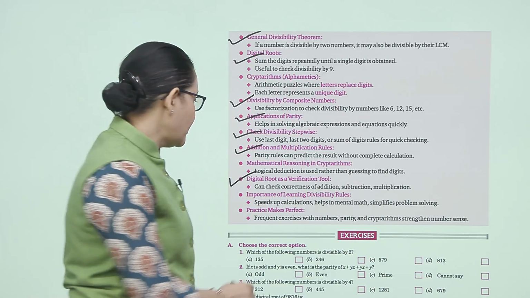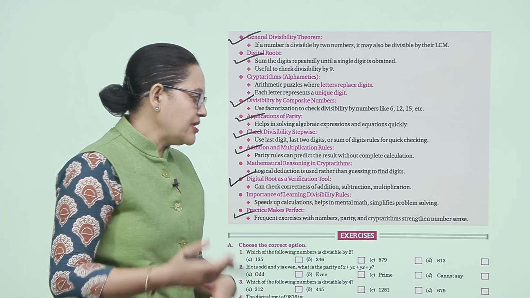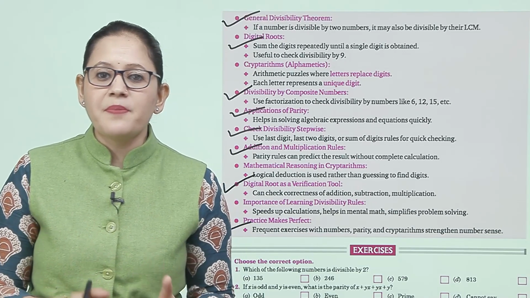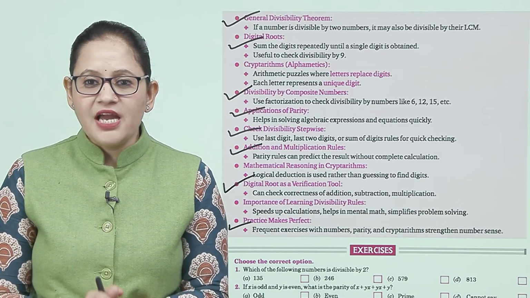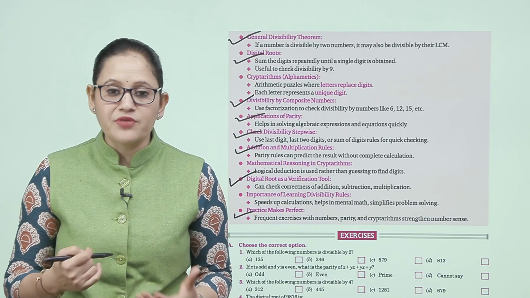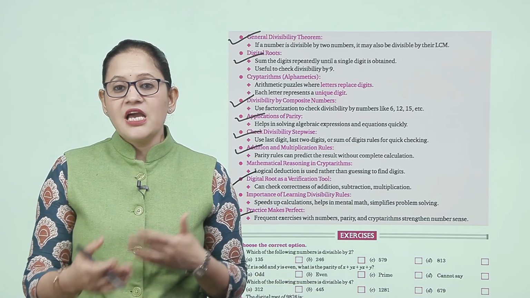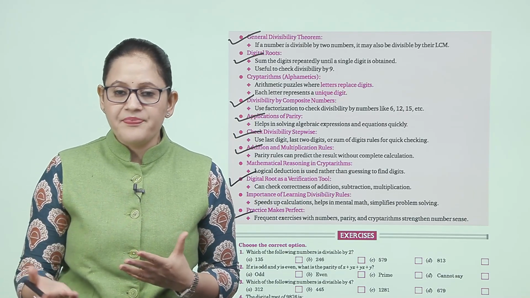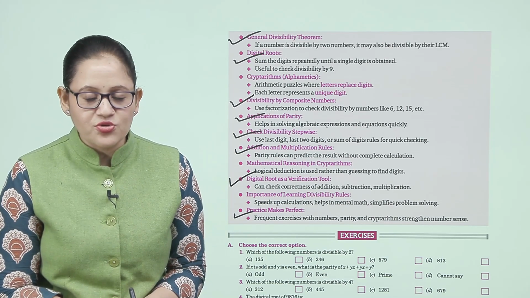Practice makes perfect. Frequent exercises with number parity and cryptonyms strengthen number sense. So here we end the chapter. In this chapter we have learned about the number divisibility rules, how we can check whether a given number is divisible by another number. We have also learned about cryptonym puzzles and how we can solve them. So all these things we have learned in this chapter. I hope all these things are clear to you. Now to practice it.